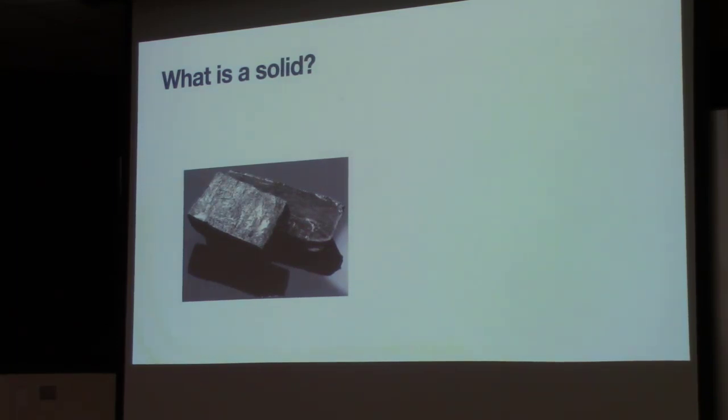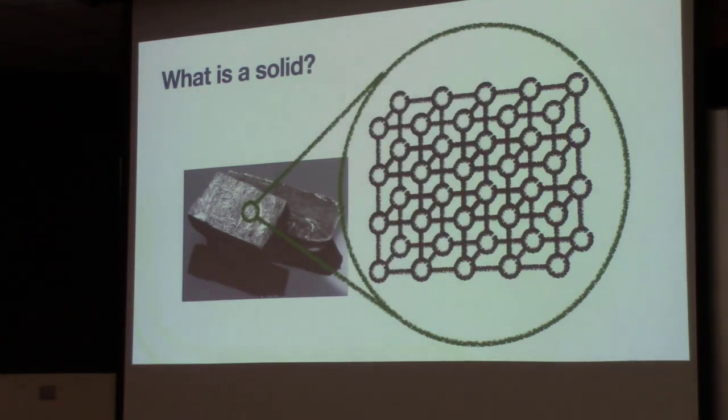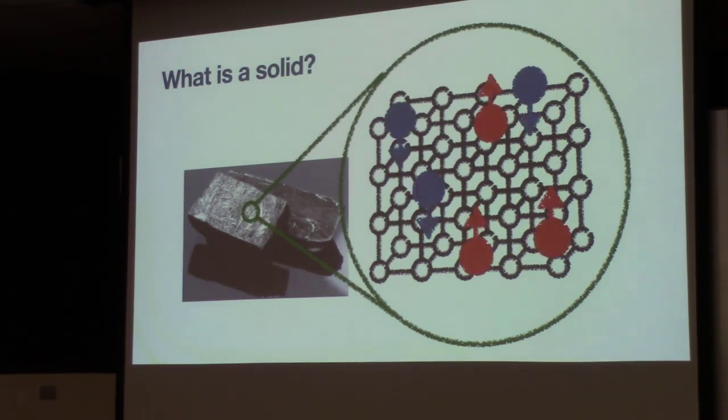Well, let's start with what is a solid. Here I have a picture of a chunk of, I think, lithium. If we zoom in, what are we going to find out? We're going to find out that the ions are organized in a periodic array, and we also have electrons that have spin up or spin down. But the thing is, we don't have just one or two. We have 10 to the 23. So even in a very small piece of lithium, we have a lot of atoms.